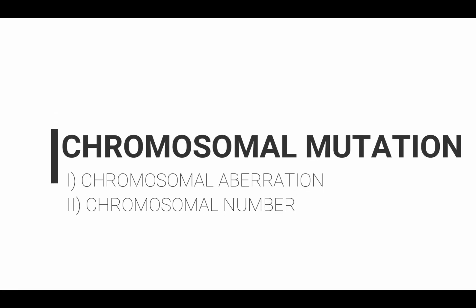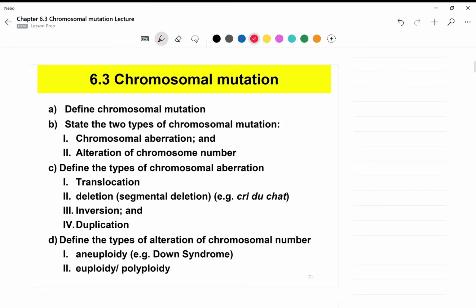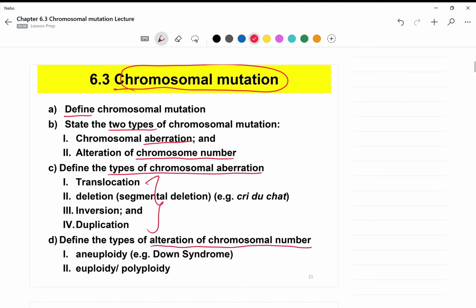Hello everyone, so now we are going to look at the second type of mutation, which is chromosomal mutation. In this lecture you will see the definition of chromosomal mutation, the two types of chromosomal mutation, which we call chromosomal aberration and chromosomal number mutation. We will also look at the types of chromosomal aberration, of which there are 4, and the types of alteration of chromosomal number, of which we have 2 types.